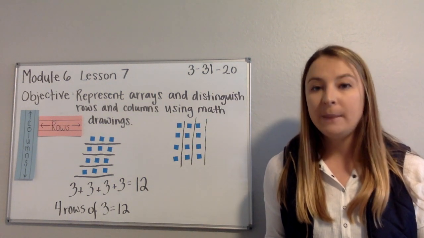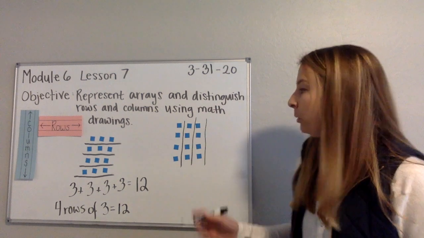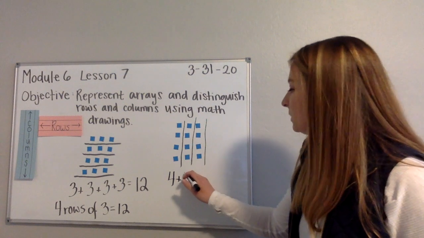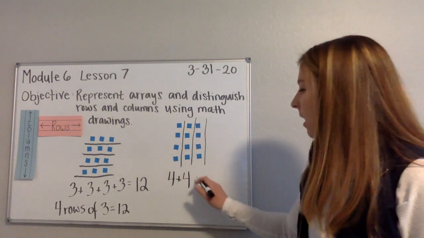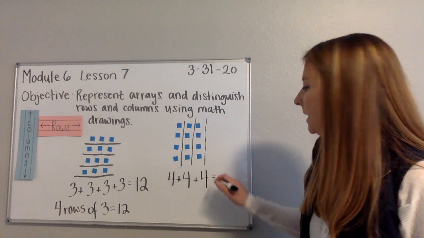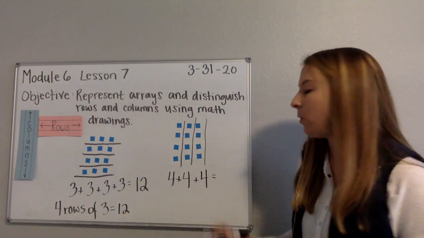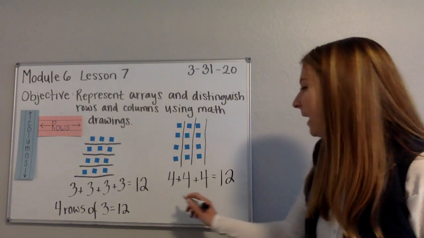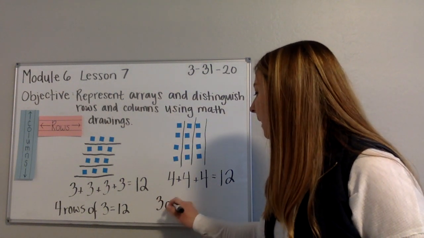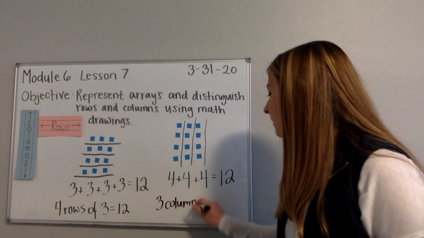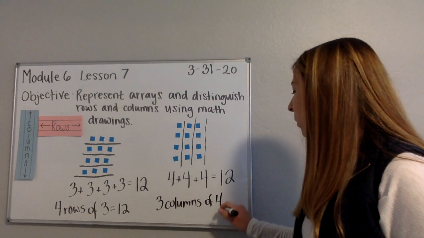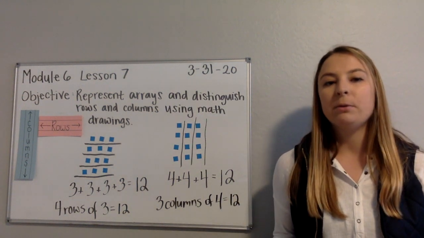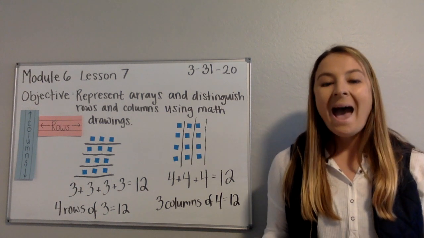I'm going to come up with my repeated addition sentence to figure out my total. My first column has 4, plus my second column has 4, plus my third column has 4. My repeated addition sentence is 4 plus 4 plus 4 for a total of 12. And my sentence to explain this array would be 3 columns of 4 equals 12.